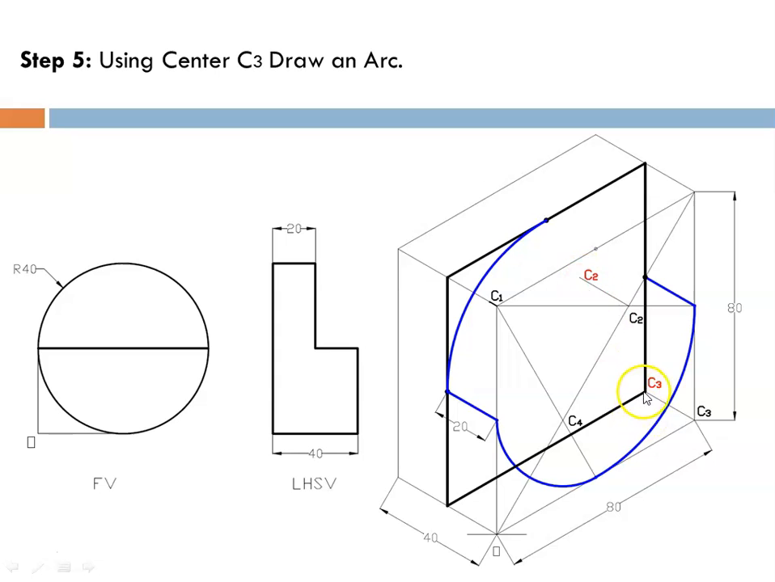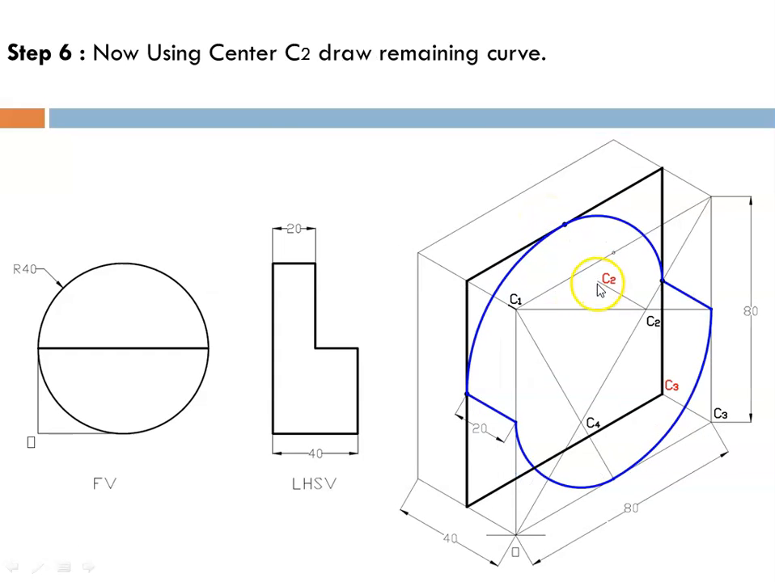Now using center C3 and distance up to this midpoint, C3 to this point, draw an arc so that it reaches this midpoint. I repeat, center as this new C3 on the second plane, distance up to this midpoint. So C3 to this much distance you have to take and draw an arc so it reaches the next midpoint. Now coming to C2, center as C2, distance up to this midpoint, and draw an arc so it reaches the next midpoint.